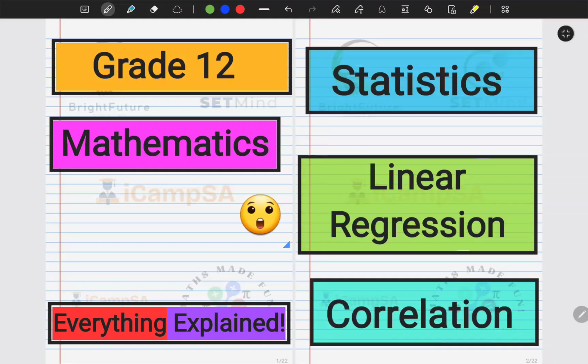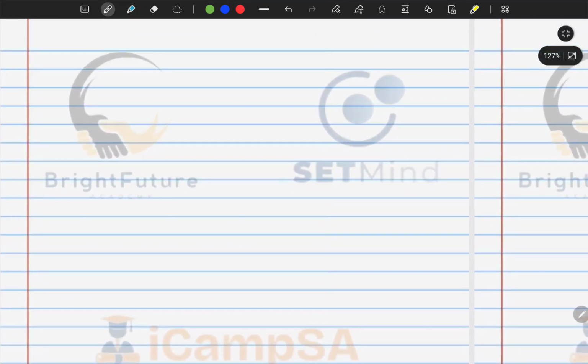In this lesson, we are looking at statistics, and our focus is on linear regression. This is grade 12 mathematics, and we'll explain all you need to understand about linear regression and work through past paper problems. We'll do about 5 past papers, so do make sure that you pay attention. So let's start from the beginning.